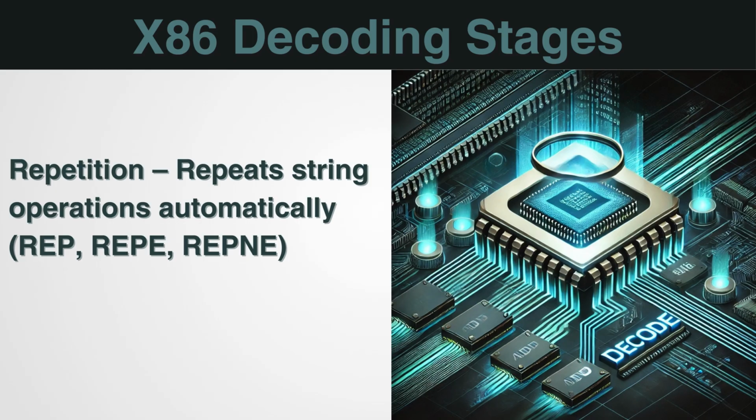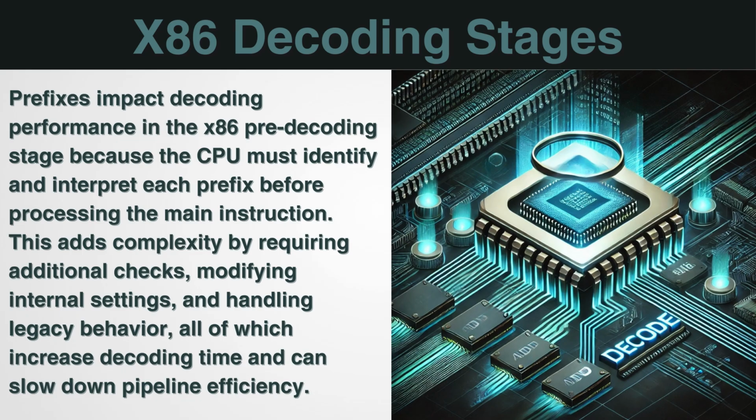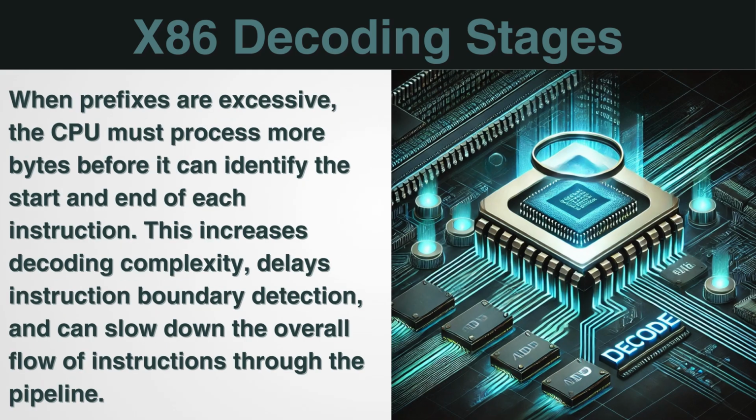The x86 instruction decoder relies on a pre-decoding stage to identify instruction boundaries, the alteration of instruction behavior, and instruction complexity. So this is why they impact decoding performance. When prefixes are excessive, the pre-decoder must process more bytes before it can identify the start and end of each instruction, and before it can apply the correct operational settings for the CPU to execute the instructions correctly.